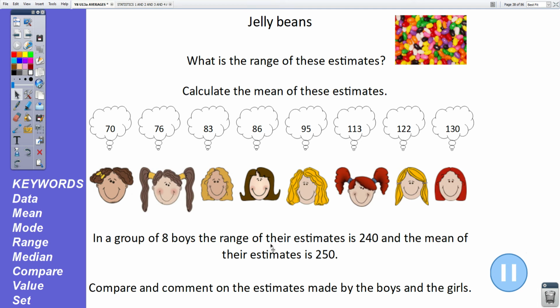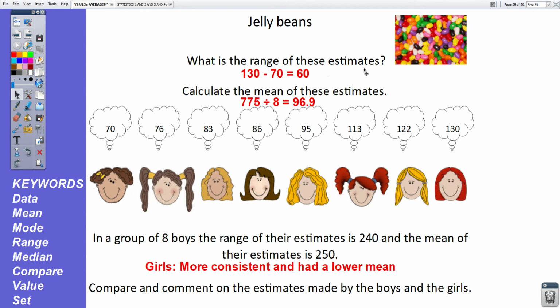Now we can't compare statistical data with raw data, which is why the first thing you have to do is work out the range and the mean for the girls. So pause your video, people, have a go at this and unpause it when you've worked out the answers and made some comparisons and comments on the estimates. Okay, let's have a look.